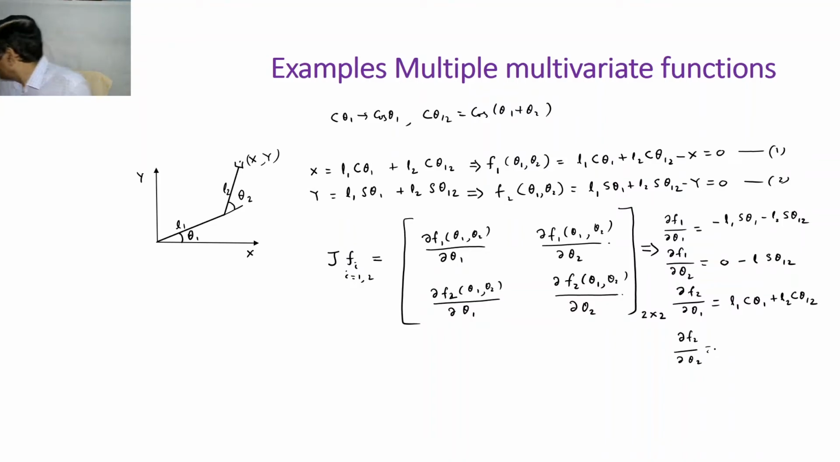Theta 2 will be equal to... So do not forget, sorry about that, you have to differentiate this second function with respect to theta 2. So L1, this is becoming 0, plus L2 cos(theta 1 plus theta 2), right?